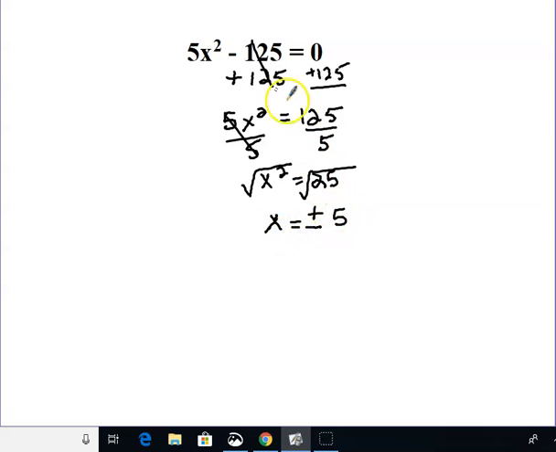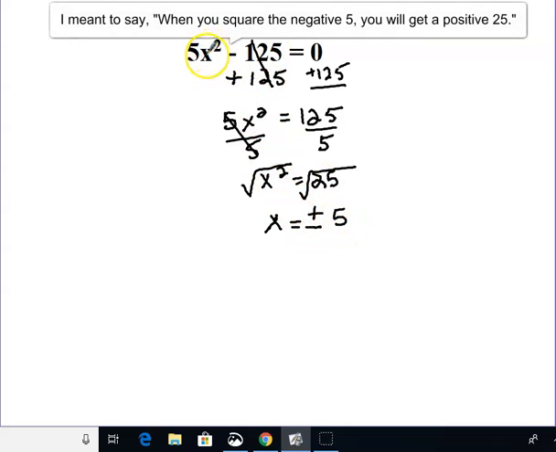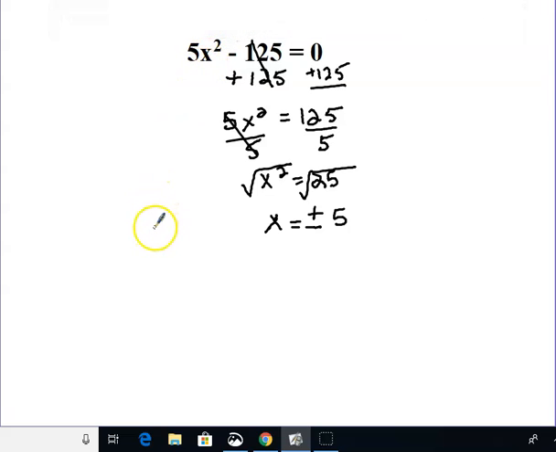You can plug in a positive 5, and you'll see that this problem works out. You can plug in a negative 5. That negative 5, when you square it, becomes a positive 25, and you will still get the correct answer for this problem.